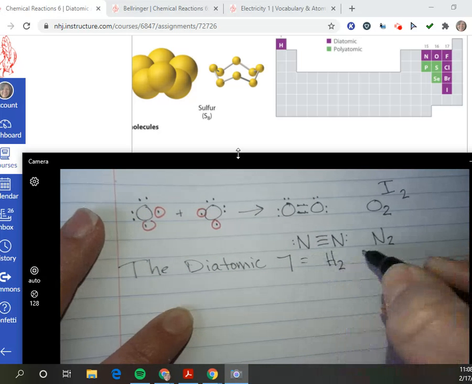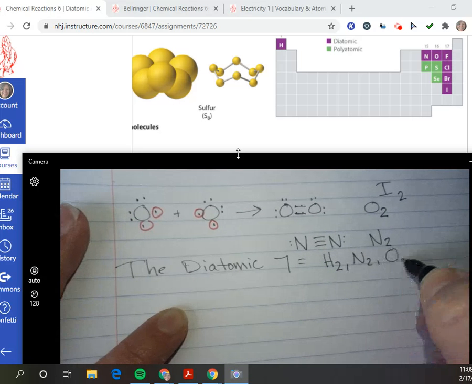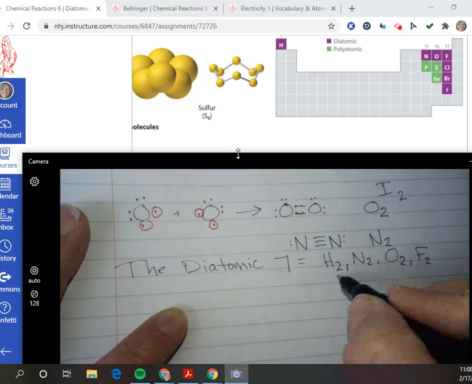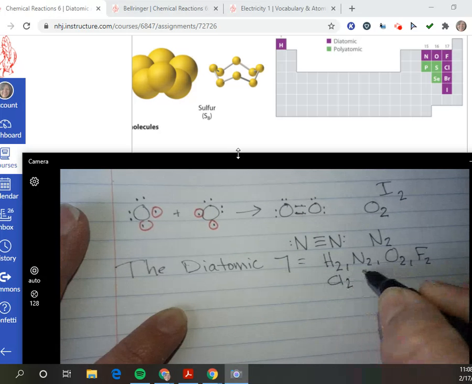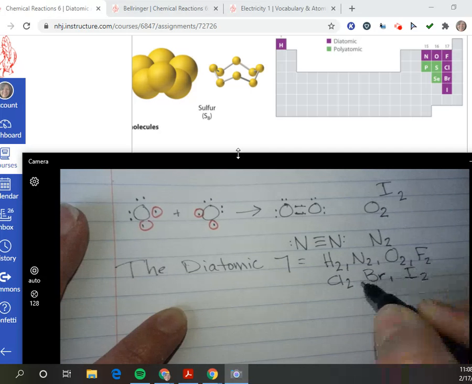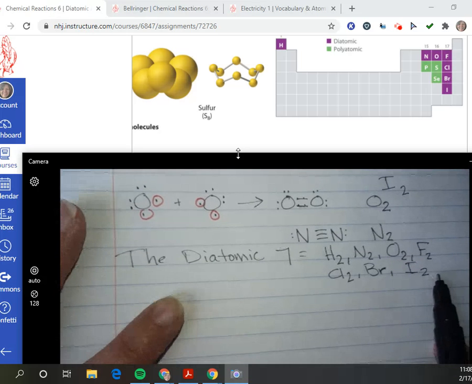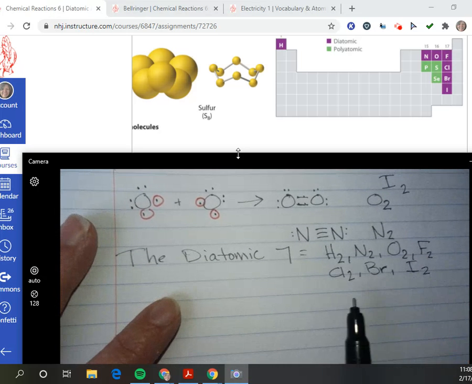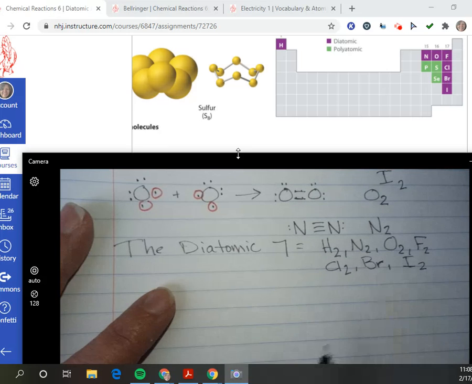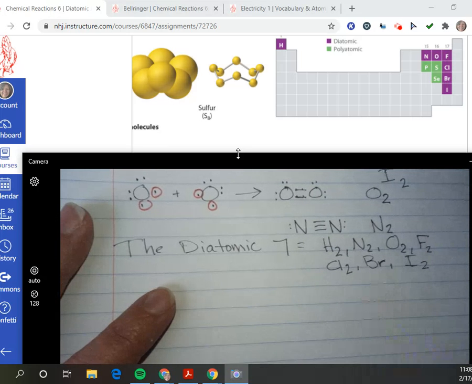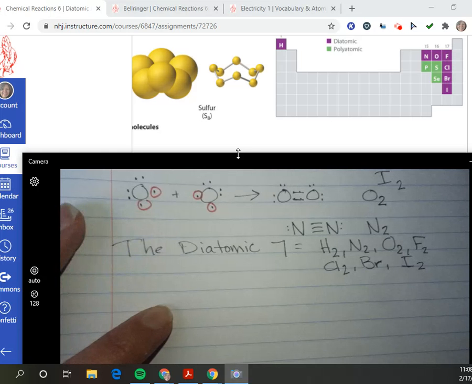Hydrogen, nitrogen, oxygen, fluorine, chlorine, bromine, and iodine. You're going to need to memorize these because when you see them in word problems, it's going to be important that you know there's 2 atoms there for balancing, for writing the equation, for stoichiometry in the next unit.